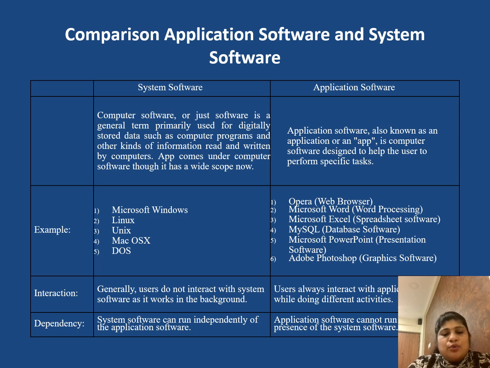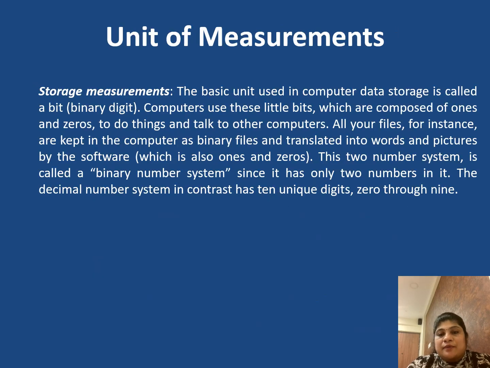Generally, we are not interested in system software as it works in the background. With application software, users are always interested in interacting with the applications during different activities. Dependency. What is the dependency in system software? System software is independent of application software. Application software cannot run without the system software.